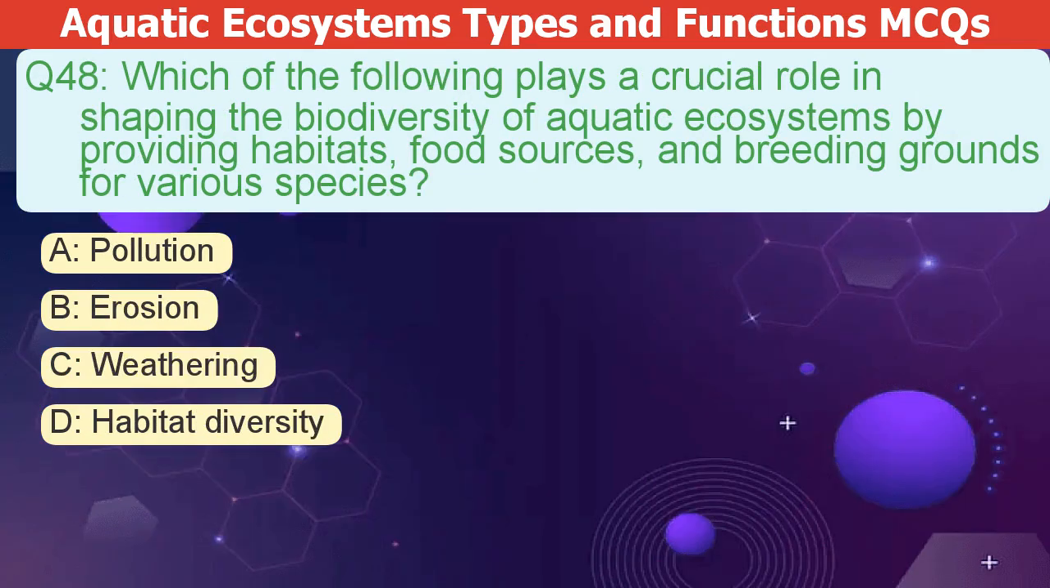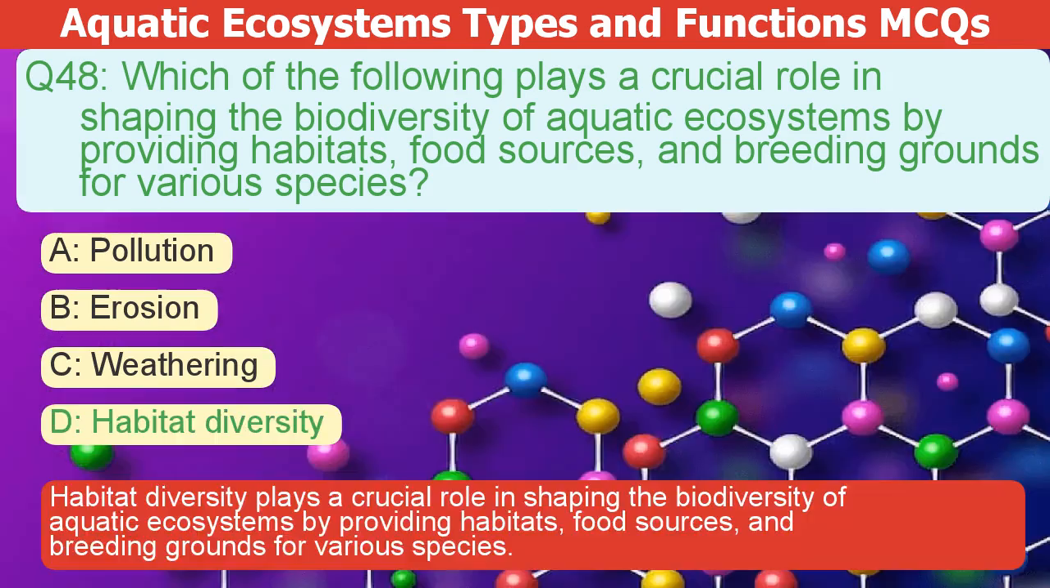Which of the following aquatic ecosystems is primarily characterized by slow-moving, stagnant water and a variety of plant life, like lily pads and cattails? A. River. B. Lake. C. Estuary. D. Pond. The correct answer is D. Ponds are smaller bodies of water with slow-moving, stagnant water, supporting various plant species like lilies and cattails.